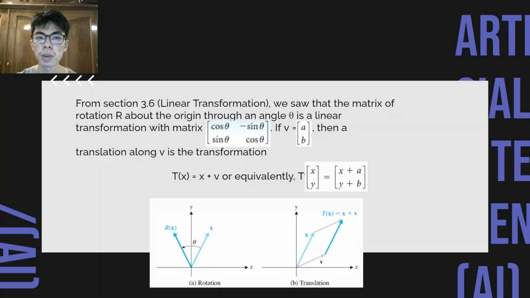From section 3.6 of linear algebra, we saw that the matrix of rotation R about the origin through an angle alpha is the linear transformation matrix [cos alpha, minus sin alpha; sin alpha, cos alpha]. If v equals the vector (a, b), then translation along v is the transformation T of x equals x plus v, or equivalently T of the vector (x, y) equals (x plus a, y plus b). This is a graph showing the rotation, and this is a graph showing translation.